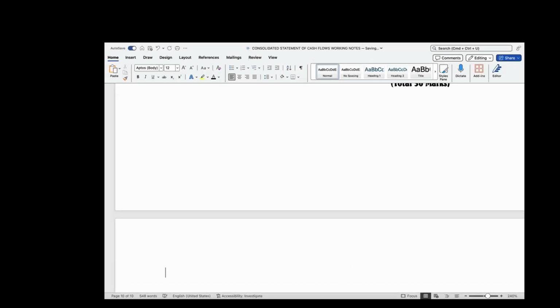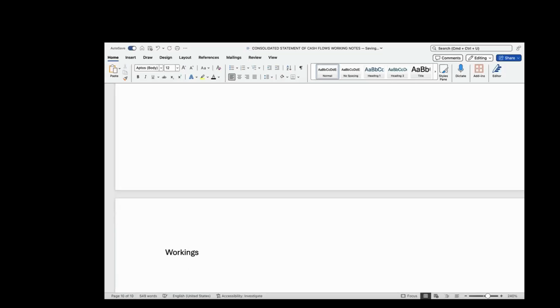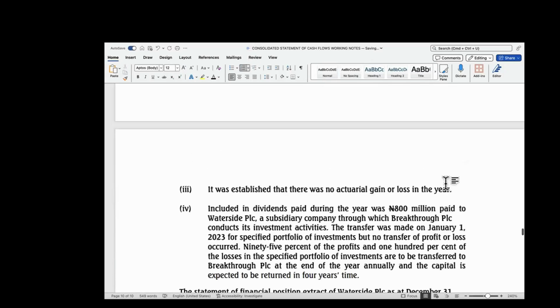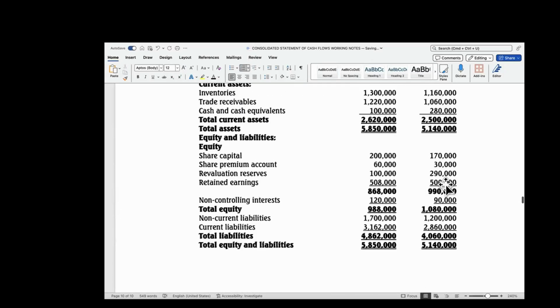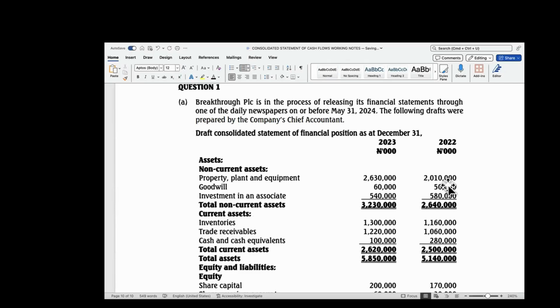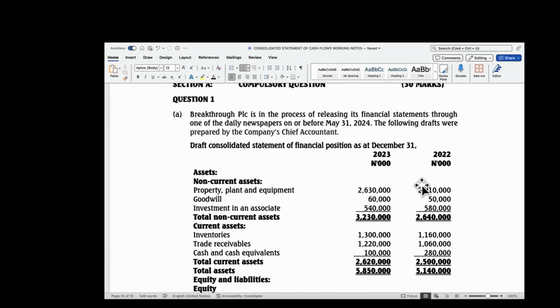Again, no matter how complex a question is, a statement of cash flows, start with your movements. It simplifies everything for you. As soon as you have done your movement, every other thing will just be easy, which is what I'm going to do. I just start my movements. And the funny thing is that the examiner will have explained most of the movements in the additional information. So let's see this. This is a very good question because it's a little complex. Not complex, it's straightforward.